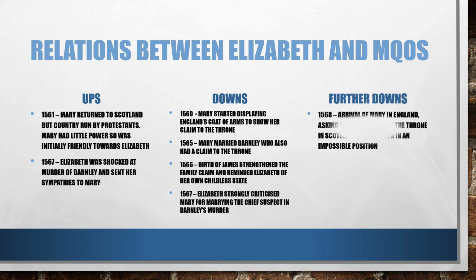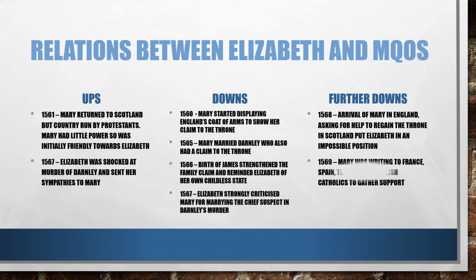There's then further downs after that. So in 1568, the arrival of Mary in England, where she asked for help to regain the throne in Scotland, put Elizabeth in an impossible position because she would be going against Protestant lords, which is her particular religion, and also would be re-establishing a threat of Catholicism in Scotland, which has a land border with England.